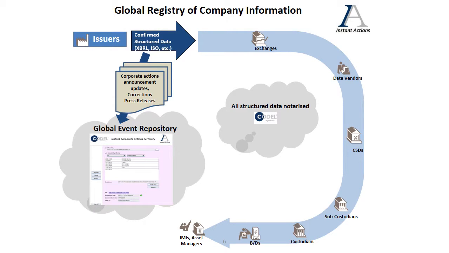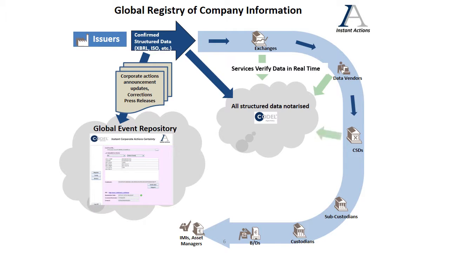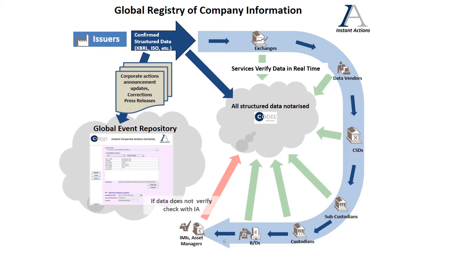This slide shows how Instant Actions will, over time, create a community of users, all using a central repository to verify data. Announcements are provided by issuers direct, either because they choose to use IA's service because it gives them better communications with their shareholders, or because this is provided as an augmented valuable service by their agent, such as a stock exchange or registrar.